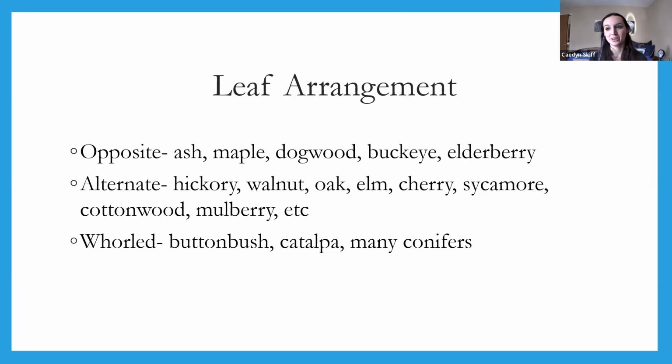And then the last kind of leaf arrangement is whorled, which makes a circular arrangement where the twigs or the leaves are coming off in a circle around the twig, and we'll see a couple of examples of that. That is buttonbush, catalpa, and a lot of conifers have that.